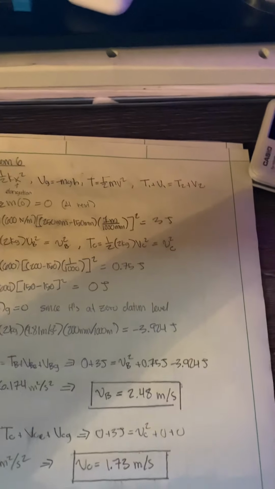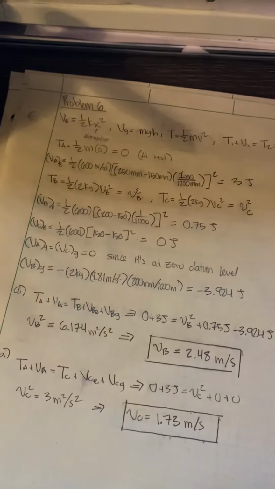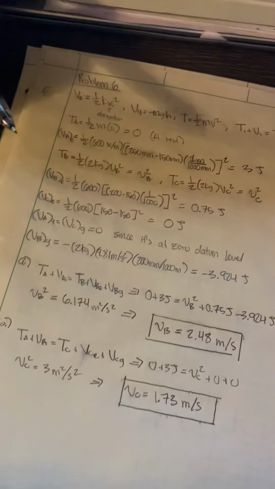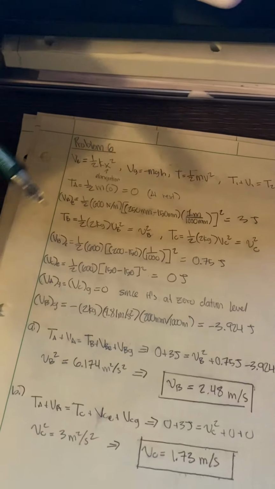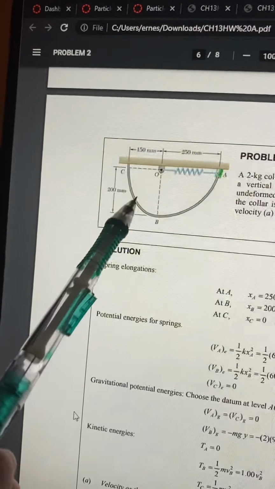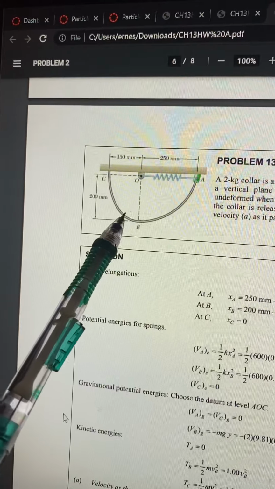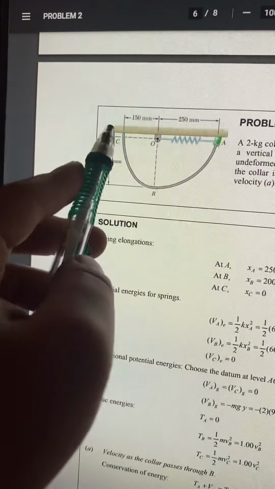All right, so for problem 6, we're given a collar that's attached to a spring and slides without friction in a vertical plane along a curved rod. It wants us to figure out the velocity as it passes through point B, here I have the picture right here, and as it reaches point C.